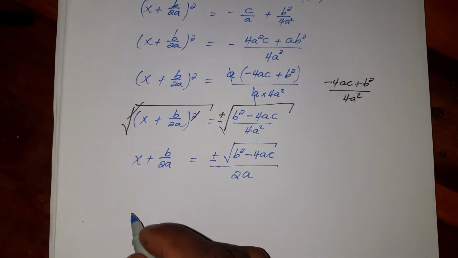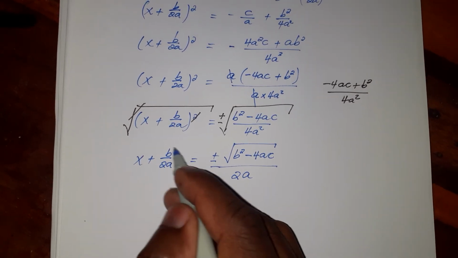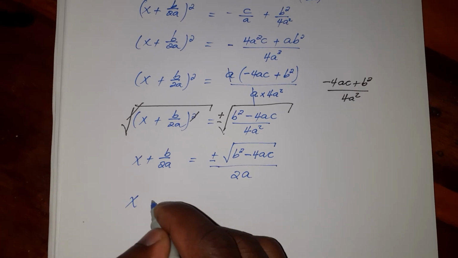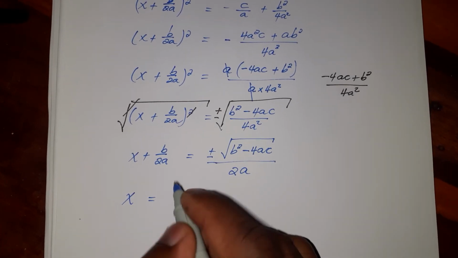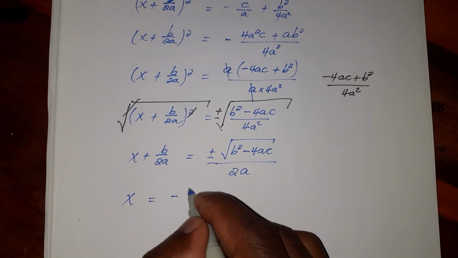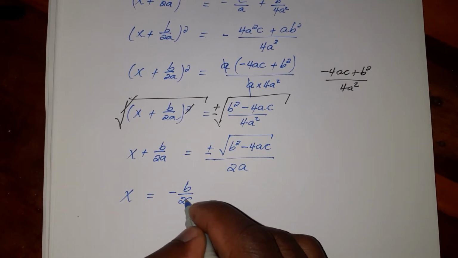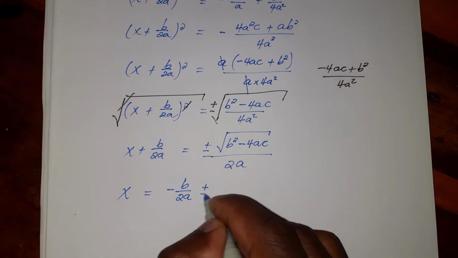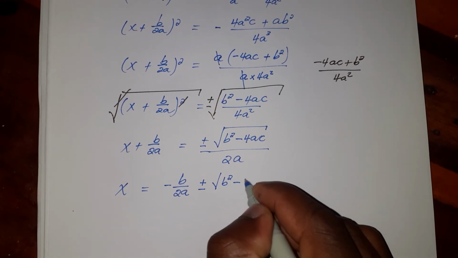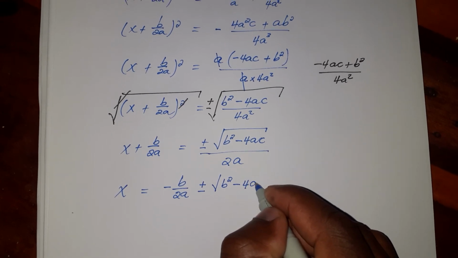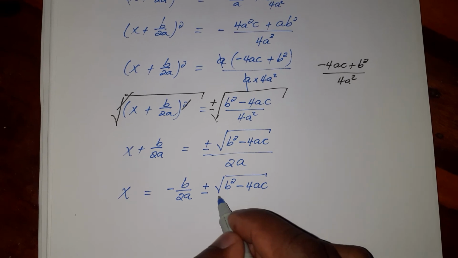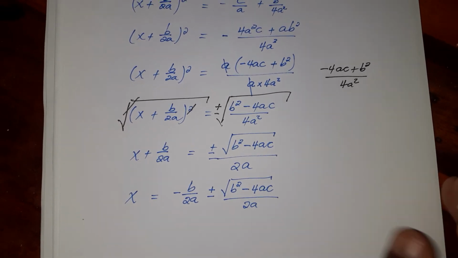Now what we can do here is move this term to the other side. Since we are solving for x, you are going to have x equals. Now this side is positive, and when it goes to the other side, it becomes negative. Then we have minus b over 2a plus or minus the square root of b squared minus 4ac, over 2a.